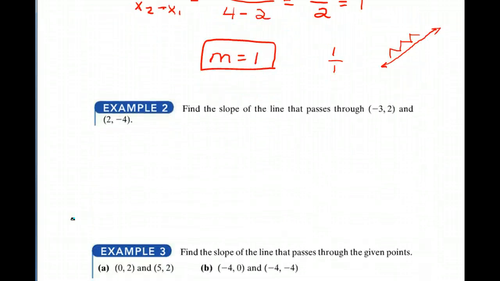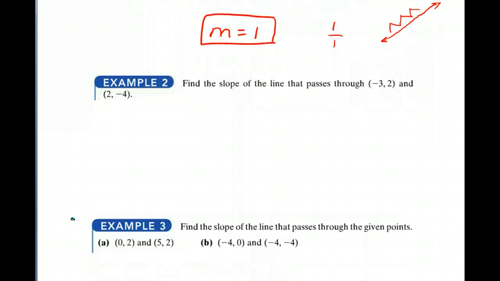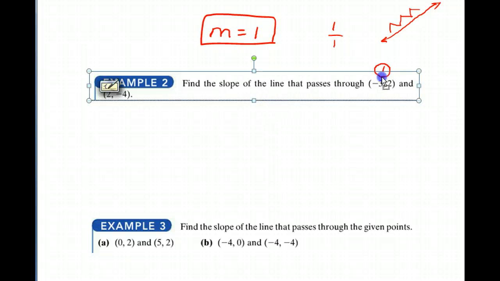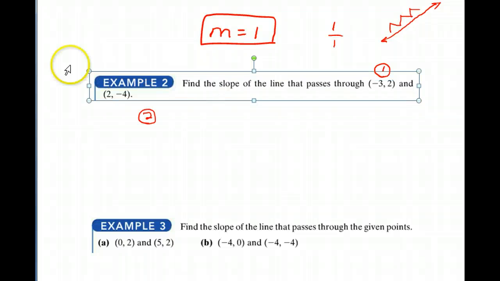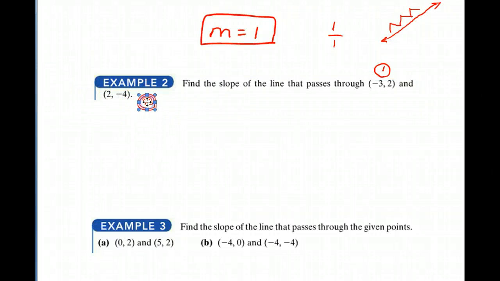Okay, example 2. We're finding the slope of a line that passes through (-3, 2) and (2, -4). Again, we are just going to label one of the points as 1 and one of the points as 2. It makes no difference which one we label as which. What's important is that once you label them, you keep them in the appropriate position of x1 and x2. That is what's important.